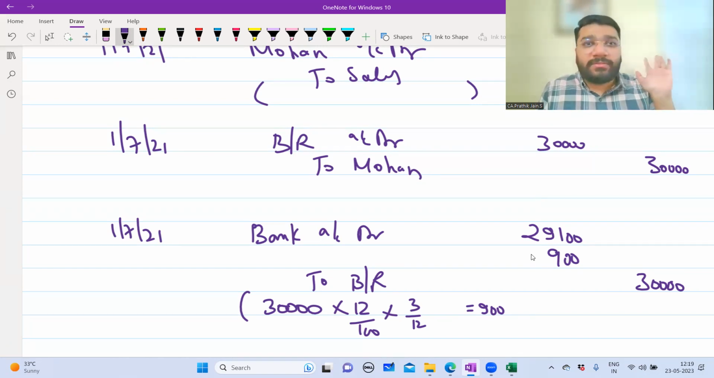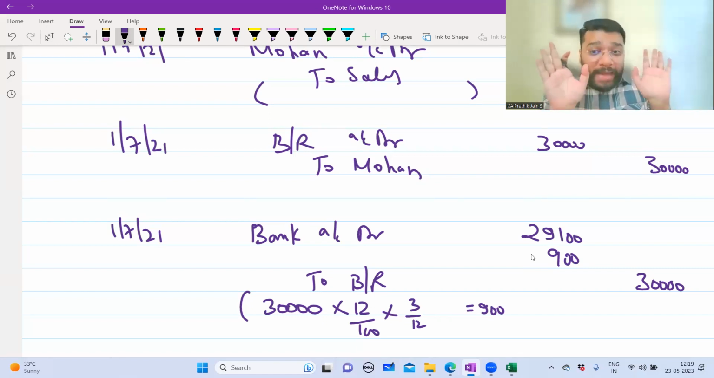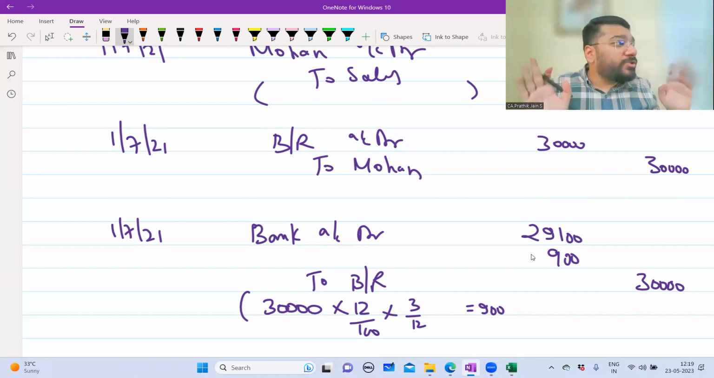Now, please tell me, my dear friends, this 900 rupees for the seller, isn't it a loss? Loss only, no. Had I waited till the date of maturity, I would have got 30,000 rupees. Since I'm in urgent need of money, I went to the banker and got it discounted. To that extent, 900 rupees, I'm not going to get the money back. So it is a loss for me.